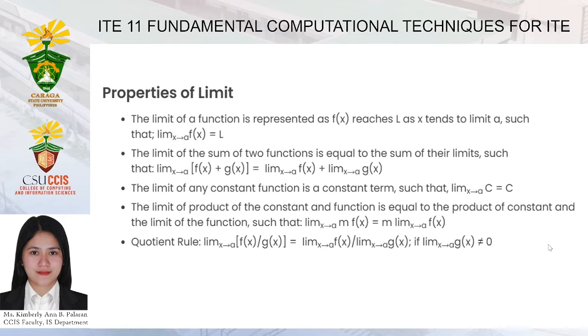The limit of a product of a constant and a function is equal to the product of the constant and the limit of the function, such that the limit as x approaches a of m times f of x is equal to m times the limit as x approaches a of f of x. And lastly, for the quotient rule, the limit as x approaches a of f of x divided by g of x is equal to the limit as x approaches a of f of x divided by the limit as x approaches a of g of x, where g of x is not equal to 0, or our denominator should not be equal to 0.